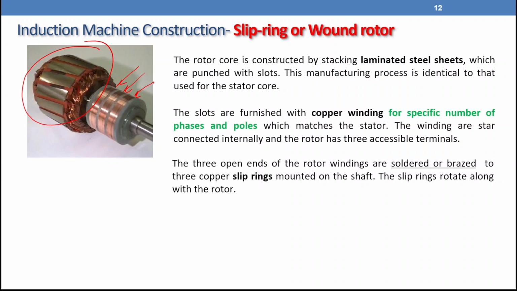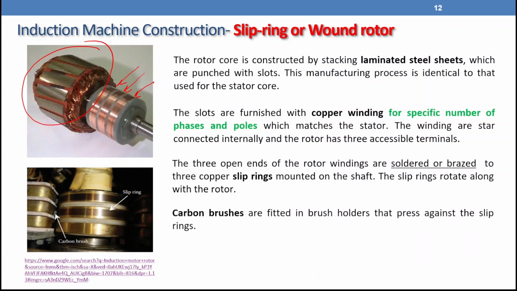How to collect, how to inject? We need to have carbon brushes connected to these slip rings, as we can see here. These are the carbon brushes and carbon brush holder, right? They are connected to these three slip rings. Before we leave this slide, why is this motor called slip ring? Because we have three slip rings here. And why do some people call it wound rotor? Because we have the winding construction here, three-phase winding.